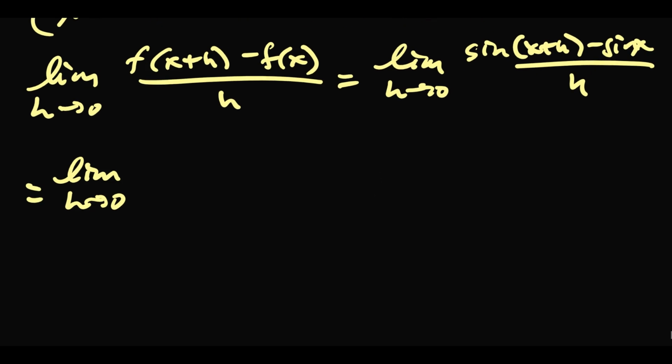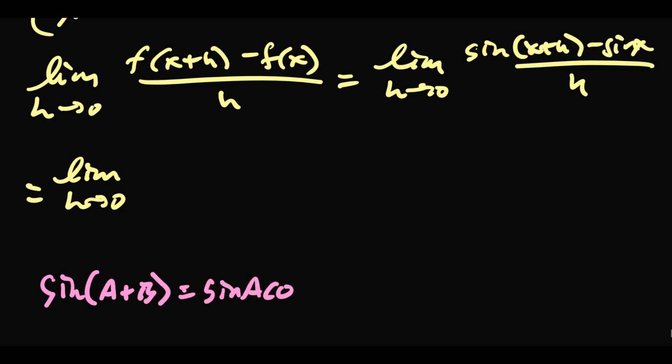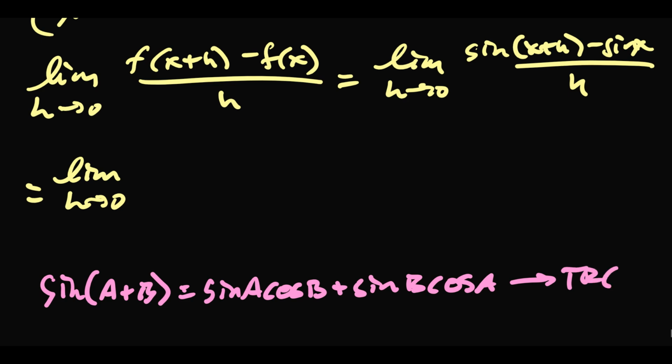So what we're going to do is use this rule, which says sine of a plus b is sine of a cosine of b plus sine of b cosine of a. This comes from trig, and it's one of those that you probably should memorize. So I'm going to use that right here.